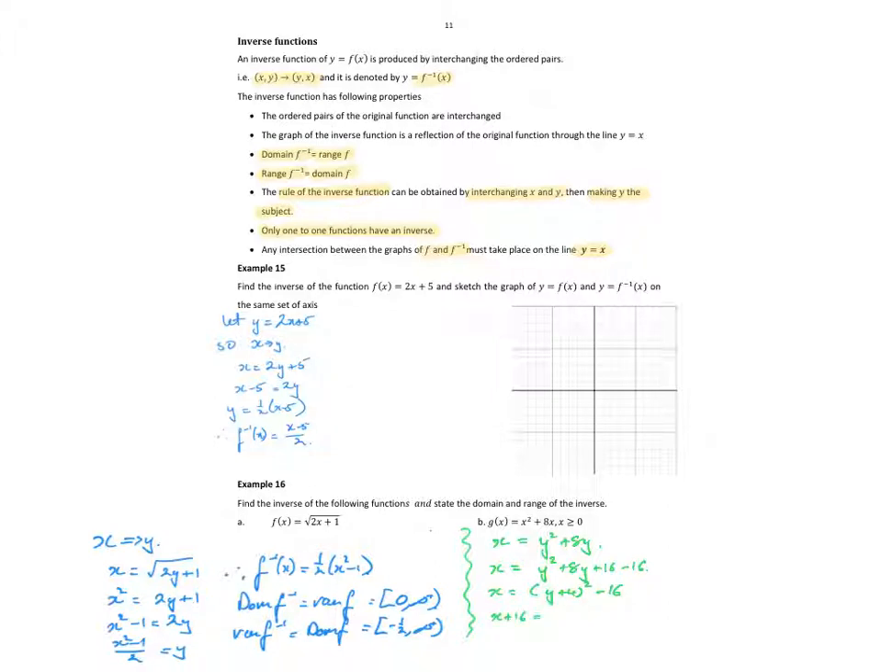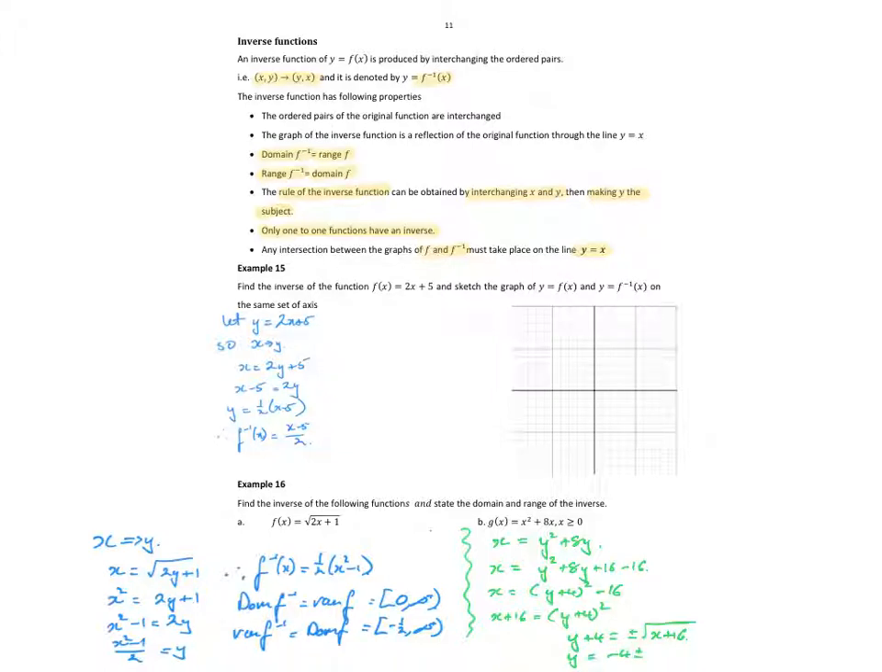Take 16 across, and then we'll take a square root. So we'll write that as y plus 4 is equal to, at the moment we're going to put plus or minus the square root of x plus 16. And we'll have to come back and have a look to remove the plus or the minus.